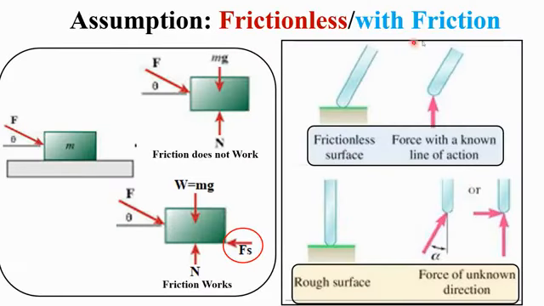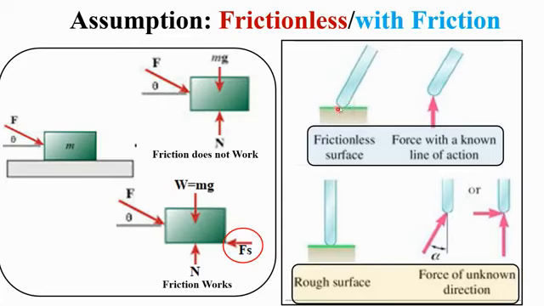Now frictionless or with friction. Say a block is pushed on a surface. If we consider there is no friction, only the normal force or reaction will work, only a single reaction will work. But if we consider friction, then an additional force, the frictional force, will come towards the direction opposite to the motion or tendency to motion.